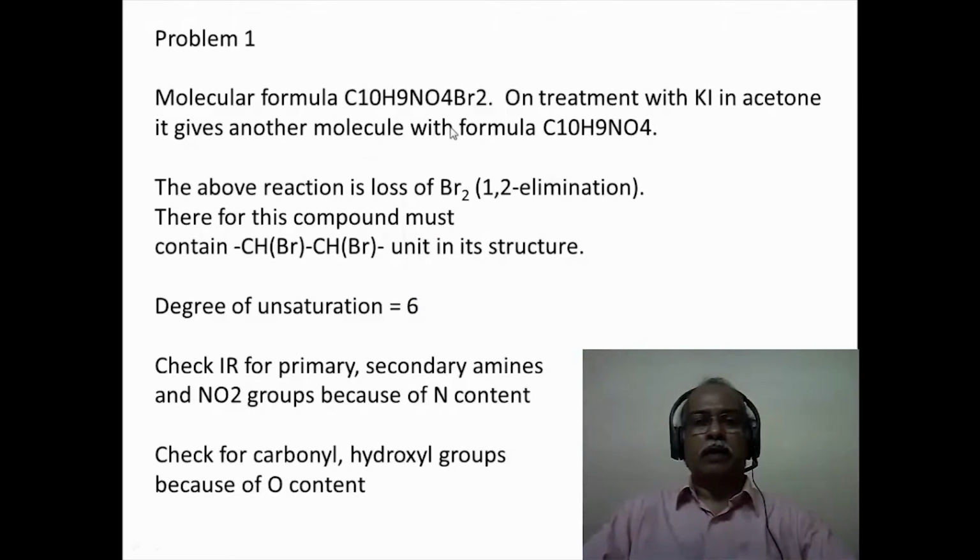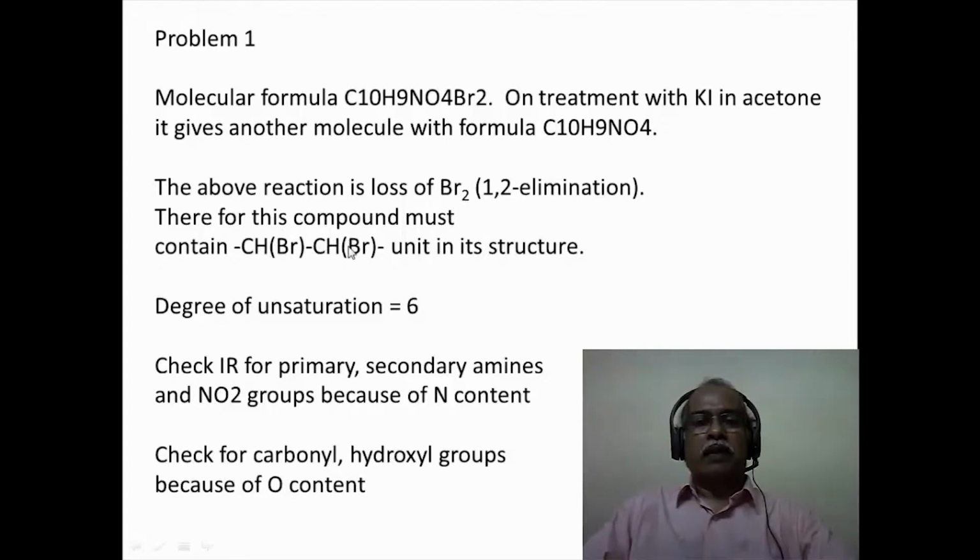Problem 1, the molecular formula is given as C10H9NO4Br2. There is also additional information given as far as the chemical reactivity of this substance is concerned. It says on treatment with potassium iodide in acetone, this molecule undergoes a reaction to give another molecule of formula C10H9NO4. In other words, 1 mole of bromine is lost from the original molecular formula during the course of the reaction. Probably the molecule has undergone a 1,2 elimination of bromine, and therefore this compound must contain a vicinal dibromo derivative like this.